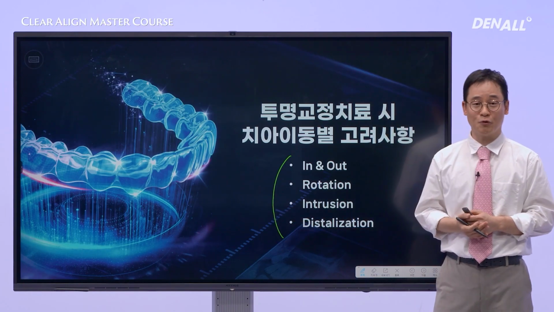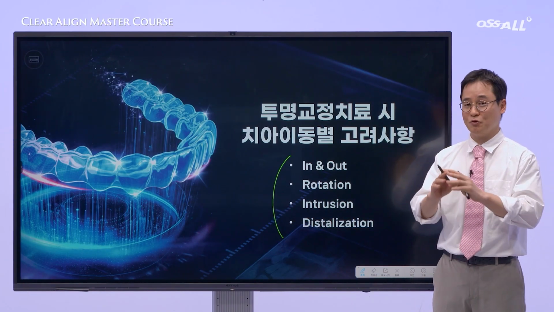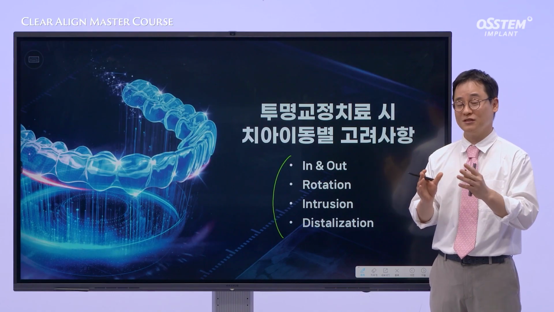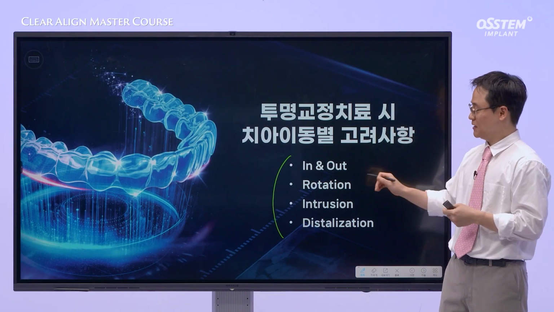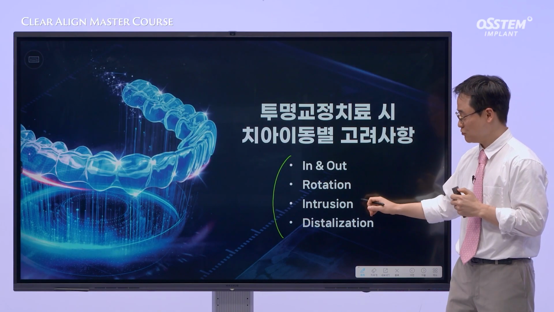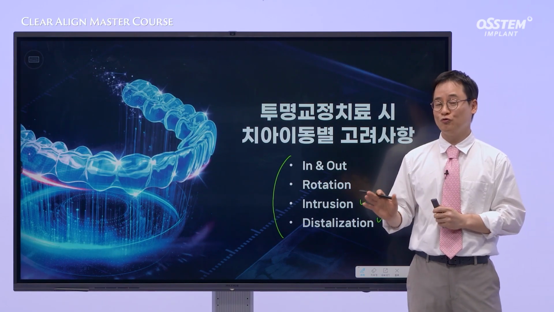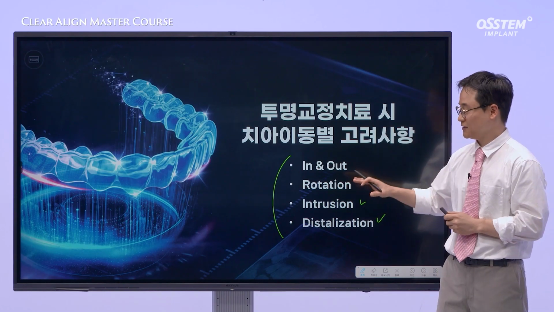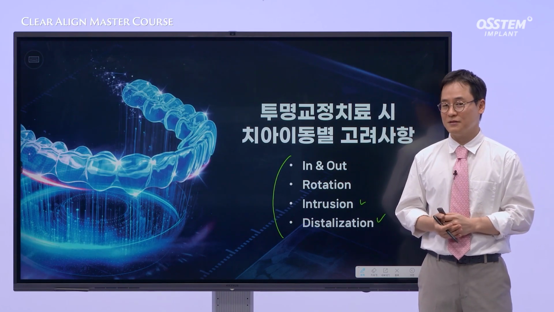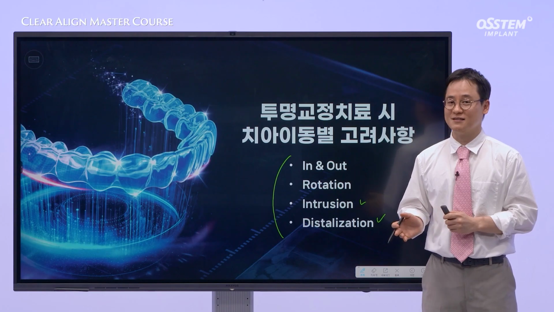We'll look at 4 main types of tooth movements. There are, of course, many types of tooth movements, but I believe the most common ones are in and out movements, rotation, intrusion, and molar distalization. We'll go over these 4 types one by one and discuss what we should be monitoring for each movement.